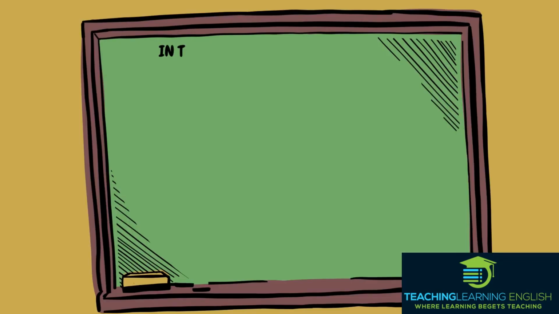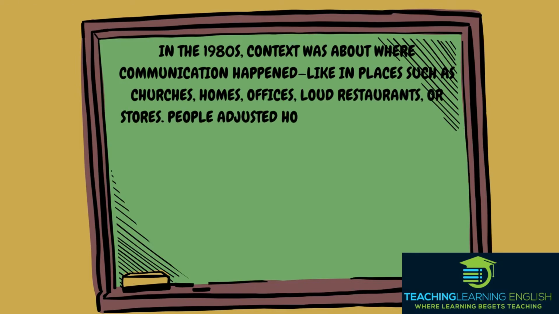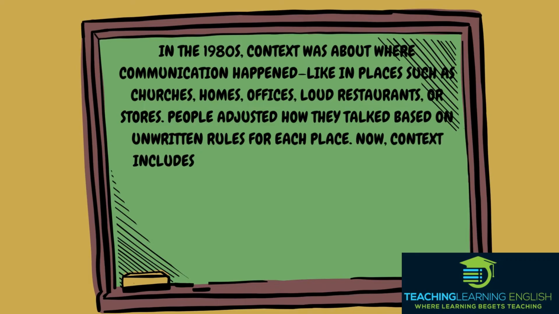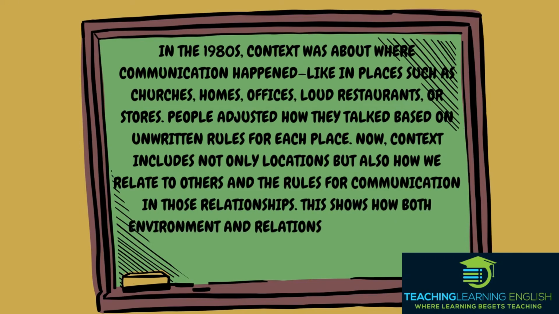In the 1980s, context was about where communication happened, like in places such as churches, homes, offices, loud restaurants, or stores. People adjusted how they talked based on unwritten rules for each place. Now, context includes not only locations but also how we relate to others and the rules for communication in those relationships. This shows how both environment and relationships affect how we communicate.